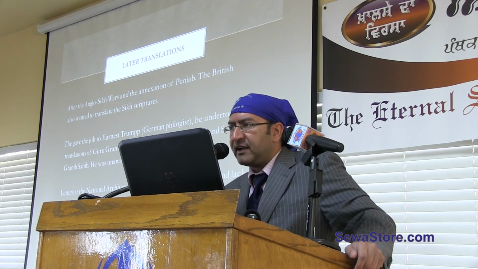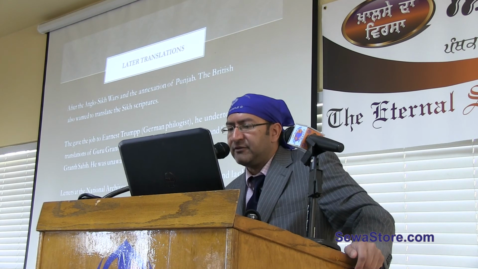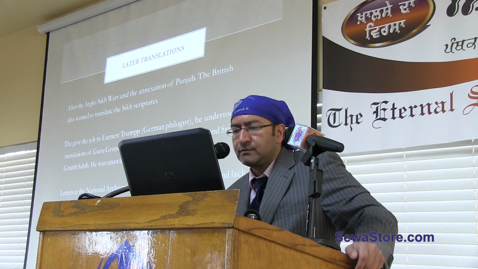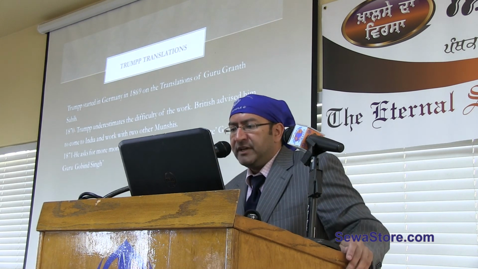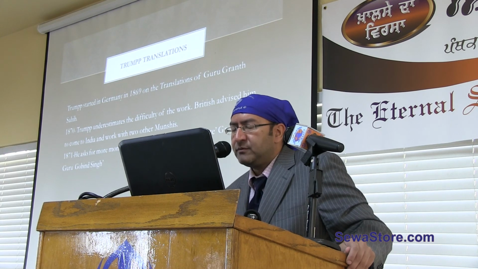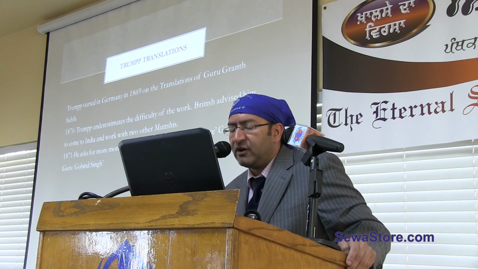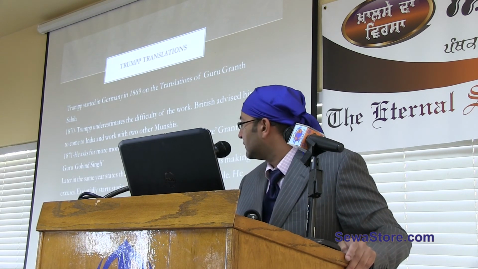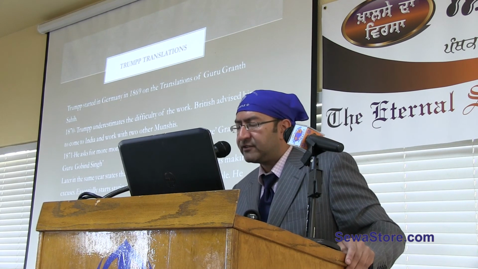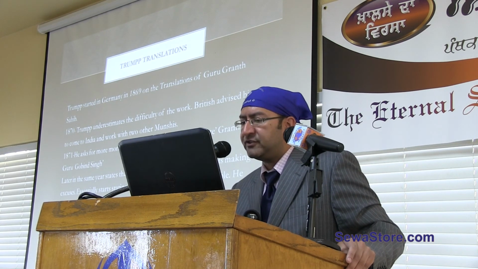Recently, the letters found at the National Archives of India shed light on the problem and lack of understanding by the translator. Trump started his work in Germany in 1869 on the translations of Guru Granth Sahib. In 1870, Trump underestimated the difficulty of the work. He asked if he could work with other people, and in 1871 he asked for more money and also stated he would translate the Granth of Guru Gobind Singh. Later in the same year, he states the work is too difficult and starts making excuses.